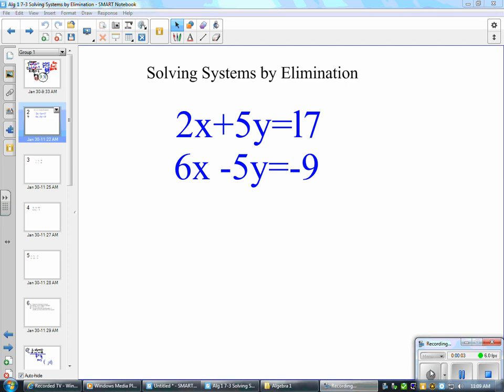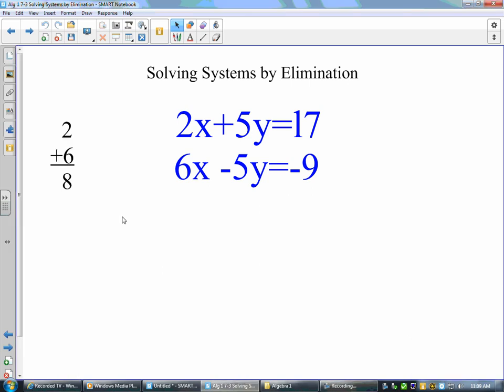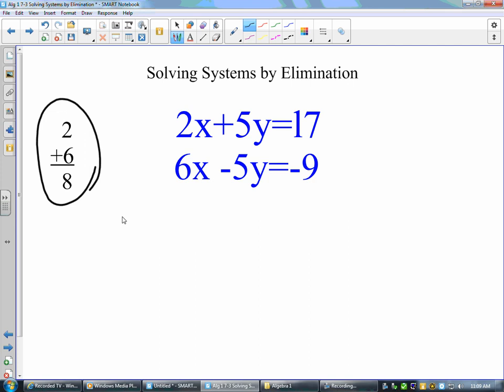Hello. Today we're talking about solving systems of equations by elimination. Now, elimination brings us back to the days of adding. If I have 2 plus 6, I kind of add in a downward fashion, and I put my answer as 8. Same thing with elimination. We're going to do the exact same thing, but we're going to do it with equations.